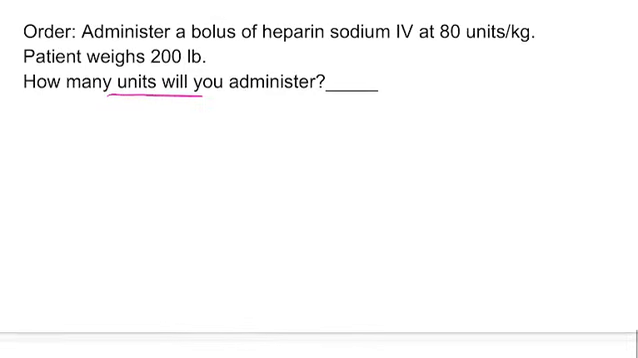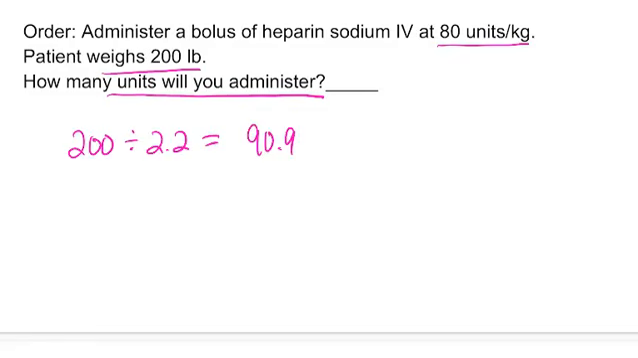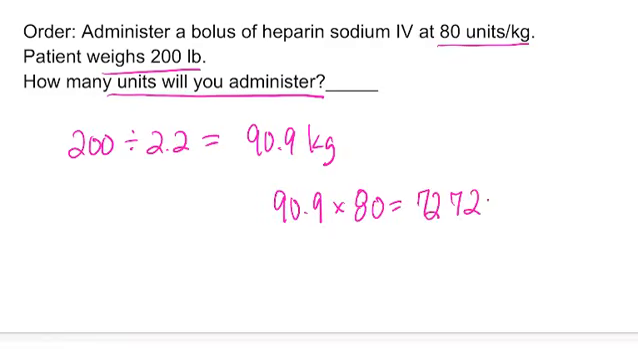How many units will you administer? All right, what do we have here? We have a bolus of heparin, 80 units per kilo. Patient weighs 200 pounds. Easy peasy, right? We're going to look at that weight, 200 pounds, and divide it by 2.2 to get the weight in kilos. That's going to be 90.9 kilograms, right? Then I take that 90.9 and multiply it by 80, and I get 72 units.